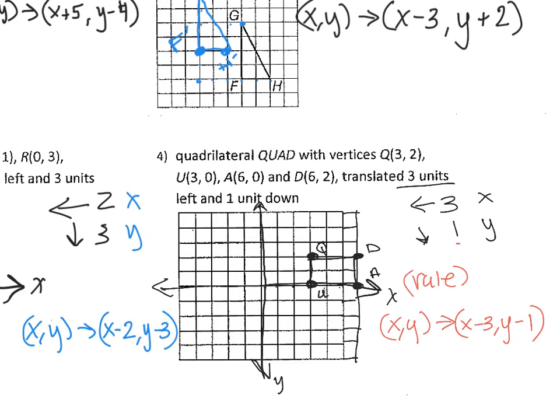Okay, and then let's connect these dots. We have a square or a rectangle, and then we can move these guys. So I'm going to start with Q, and I'm moving to the left 1, 2, 3, down 1. That's my new Q, so Q prime. D, move to the left 1, 2, 3, down 1. That's my new D. Same thing with U. 1, 2, 3, down 1. U prime, move your A, 1, 2, 3, and down 1. A prime.